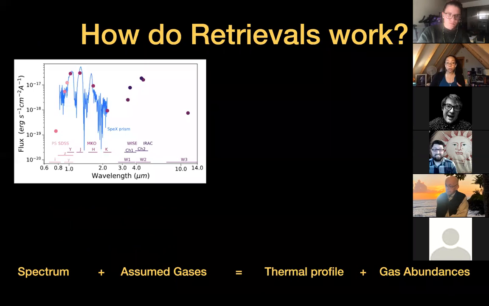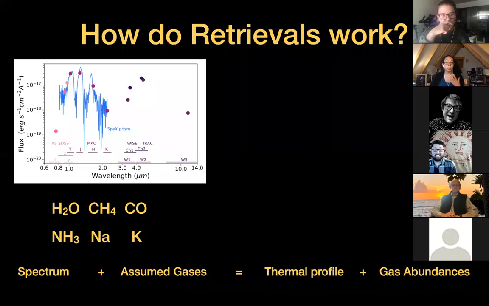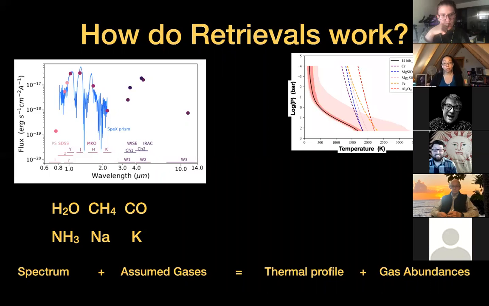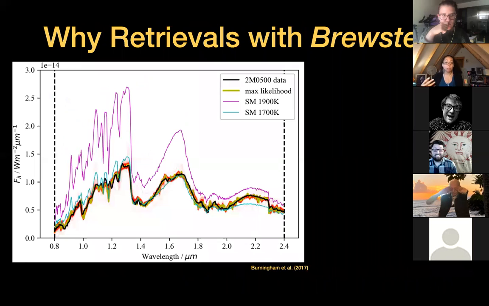So you start with your spectrum, and based on what you see in your spectrum, you can come up with an assumed list of gases. You explore your parameter space. So using Brewster, I've been using the Markov chain Monte Carlo, or MCMC. And what comes out of your retrieval is a thermal profile that characterizes the atmosphere in pressure versus temperature space. And then you have abundances for the gases you put in. Additionally, you come out with a model spectrum.